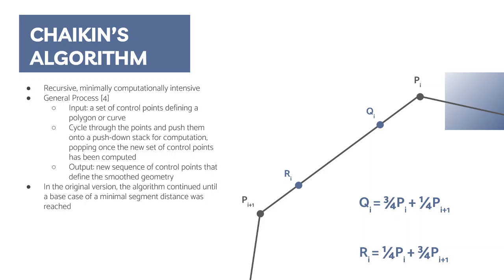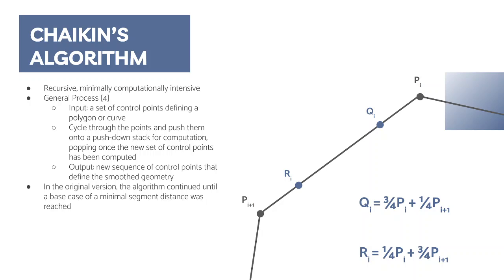Chaikin's algorithm is essentially a really quick way to generate smooth curves or forms from an input polygon. The idea is to begin with an initial curve or planar subdivision and then recursively subdivide the structure into smaller segments that more generally approximate the desired shape. The general process begins with an input set of control points. Given the control points, we then iterate through them and push them onto a stack.